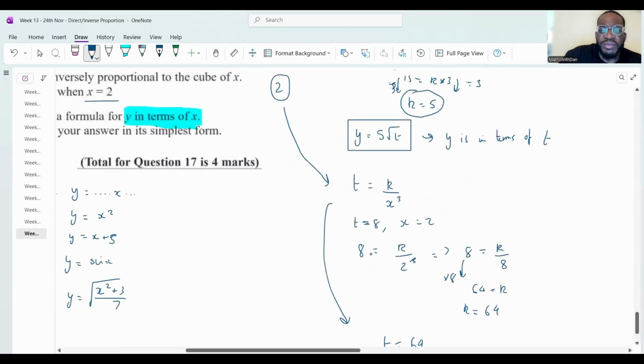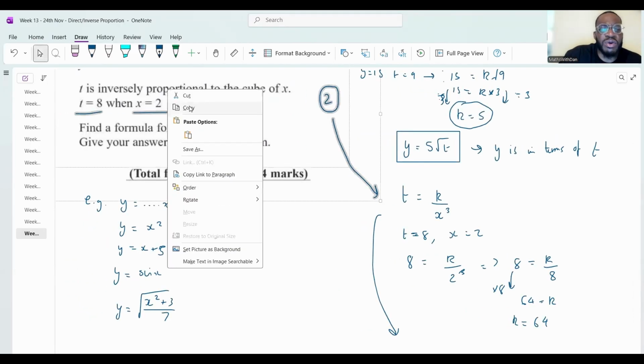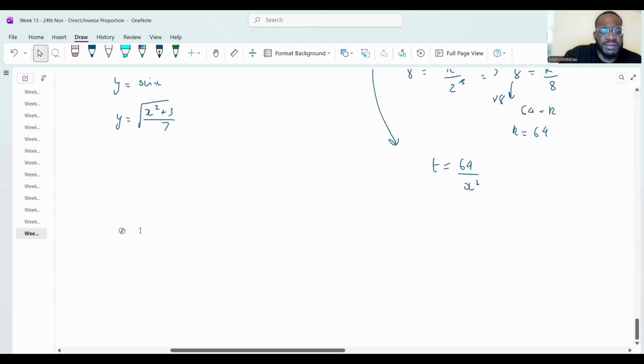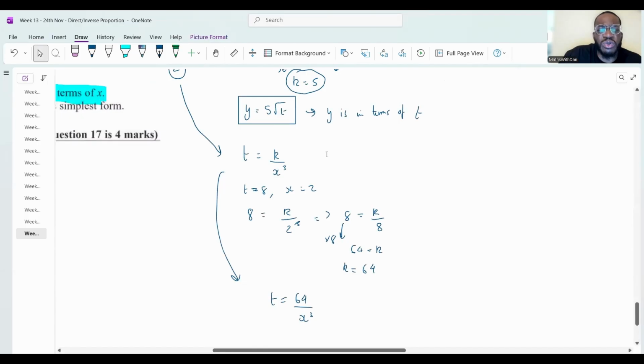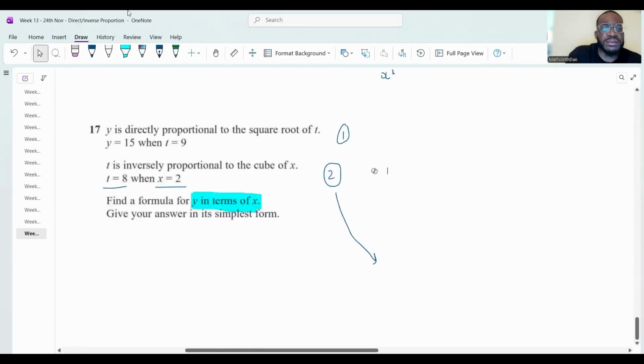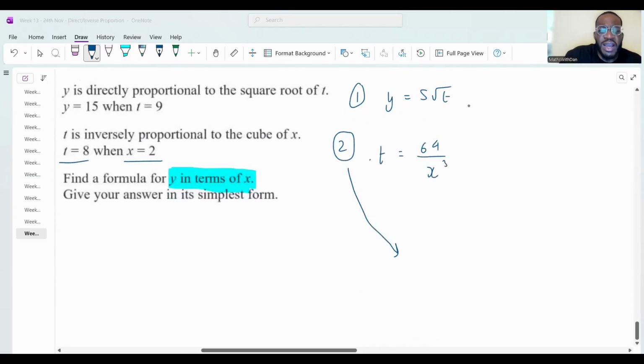So now where are we? Let's get the question again and see where we're at. So I'm going to copy this. We've got the first equation, y equals 5 root t. The second equation was t is equal to 64 over x cubed. What do I do from here? It says find a formula for y in terms of x.